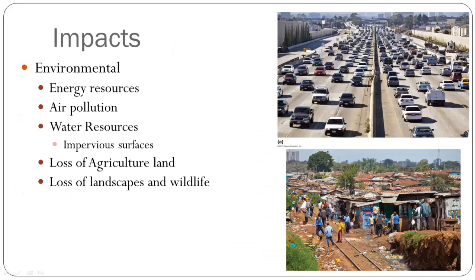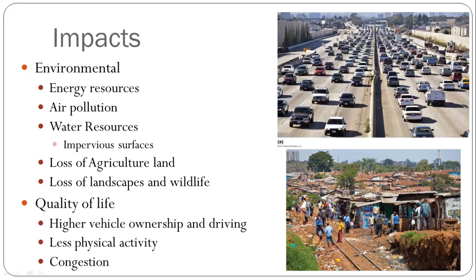So some of these environmental impacts include energy resources. People have to go back and forth every day from their jobs to their homes, and this uses a lot of energy and produces a lot of pollution. It also strains water resources because you have impervious surfaces such as these roads, which now water can rush down and then increases erosion. You're also losing agricultural land to these developments, and of course habitat destruction is a big problem as well.